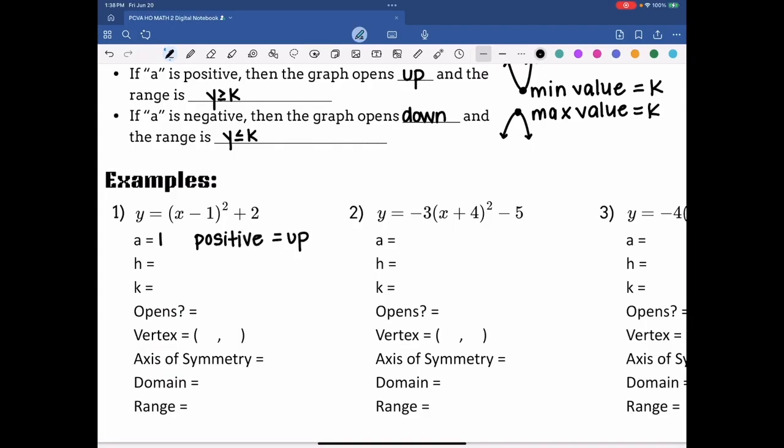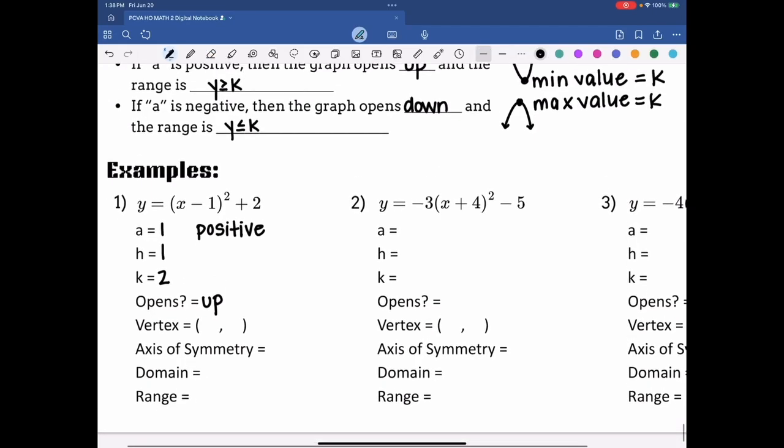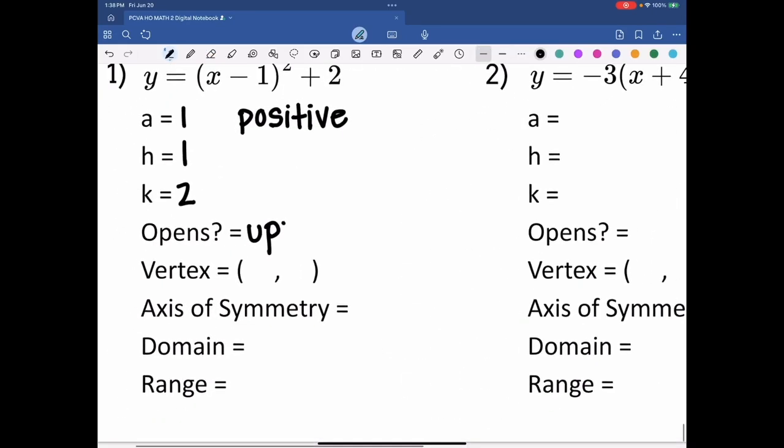My H value, so remember it's the opposite. So in the equation, the subtraction is always the standard form of the equation. So my H is going to be positive 1 and my K is going to be 2. So since it's positive, it is opening upward, and that means that my vertex point is going to be a minimum. So my vertex is located at 1, 2. So my vertex is a minimum.